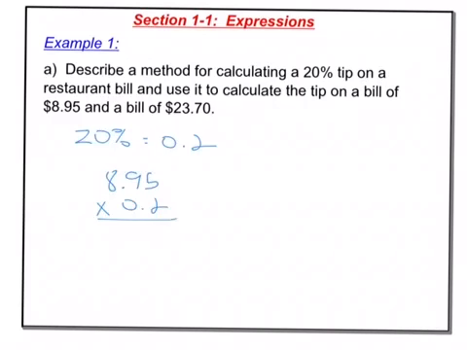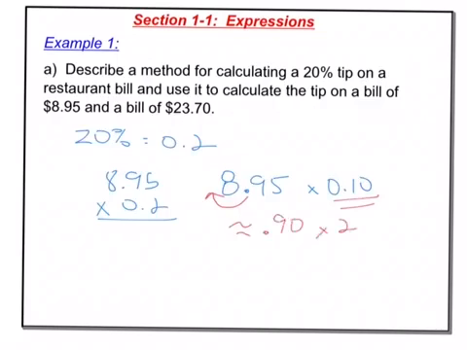That's one method. Another method you could do, and I'm sure a lot of you have seen this before, we know that it would be very easy to calculate 10% of $8.95. You can just slide your decimal over one place this way because you're multiplying by 0.10. So it's about 90 cents, and if that's 10%, to get 20%, we can just double that, and you get approximately $1.80.